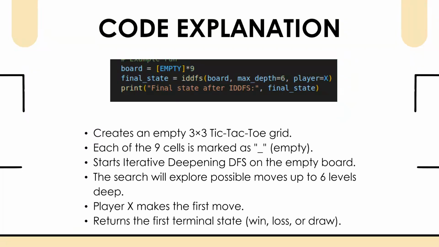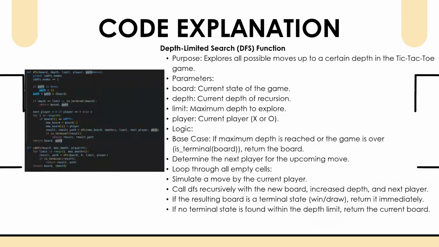Going to the code explanation, we can see the first portion, that's the important code part. It creates an empty 3x3 tic-tac-toe grid, and each of the 9 cells is marked as empty initially. It starts iterative deepening on the empty board. The search will explore possible moves up to 6 levels deep. Player X makes the first move, returns the first terminal state. And this is the entire code of the DFS function.